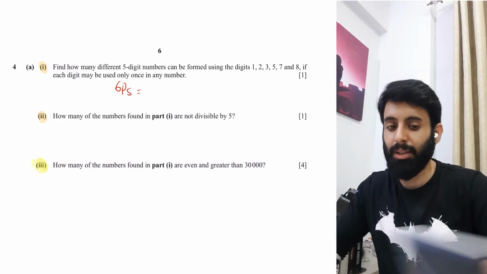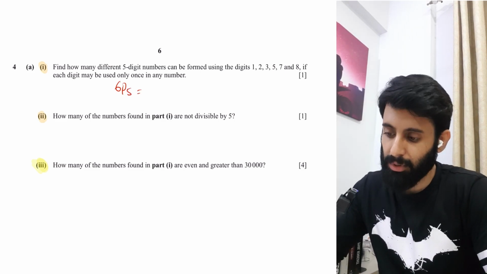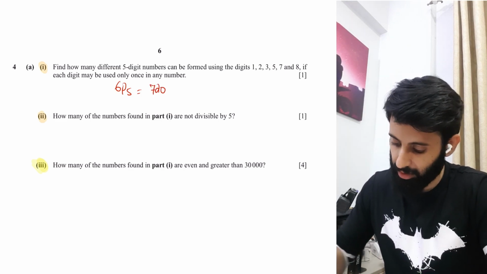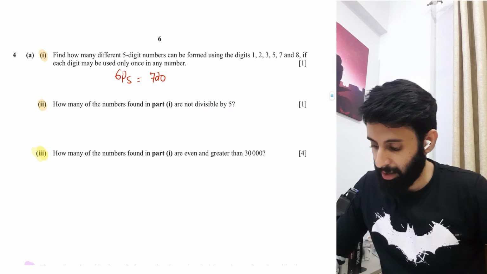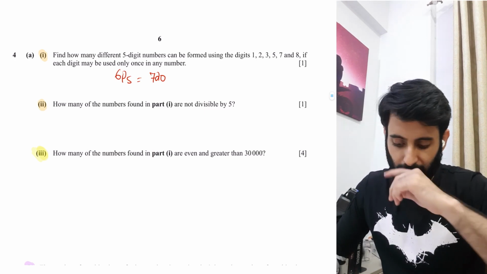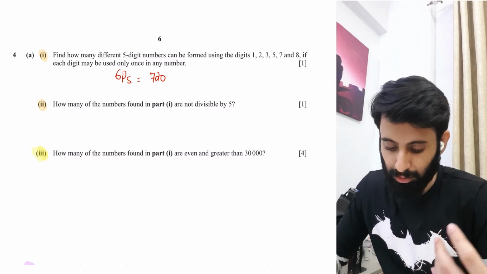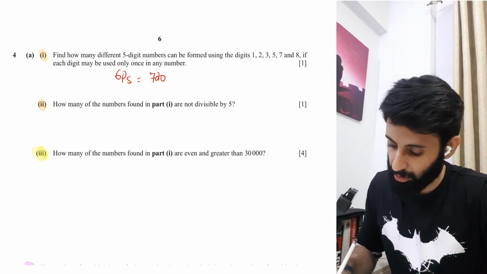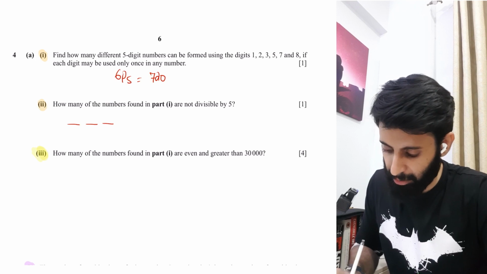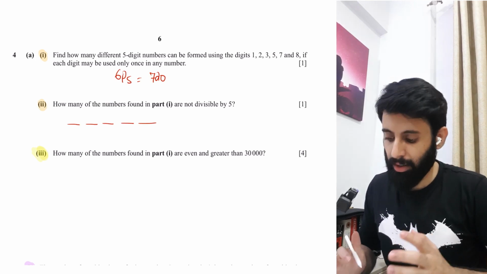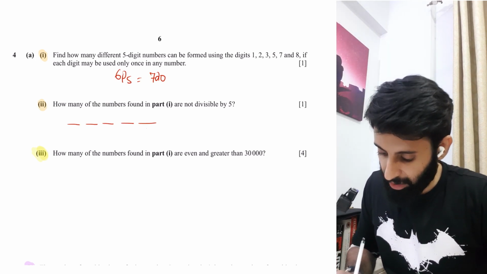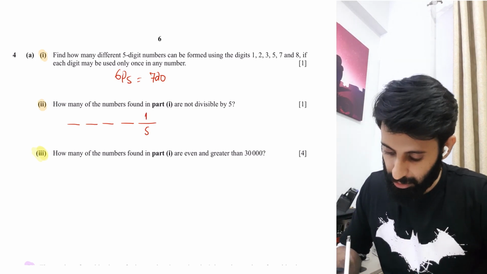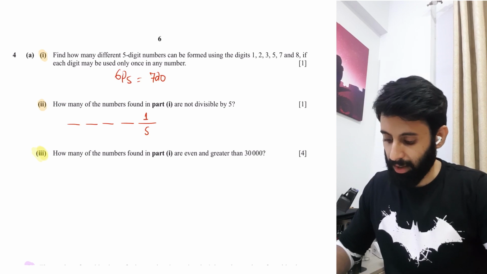The reason we're using P is because we're dealing with numbers, meaning that the order is important, and the answer is 720. Then it says how many of the numbers found in part 1 are not divisible by 5. So how about we find the numbers that are divisible by 5 and then subtract it from the total. Remember we are making a 5-digit number. In order to make sure that the number is divisible by 5, you've got to have 5 as its last digit, which means you just have one available option for the last digit.